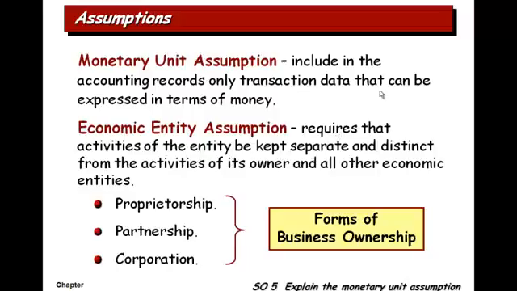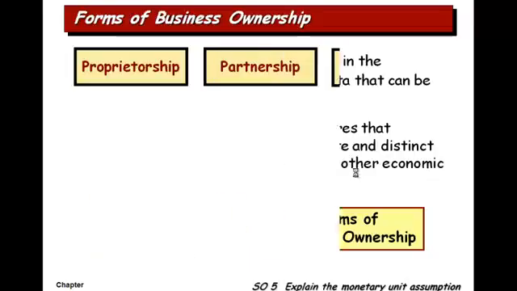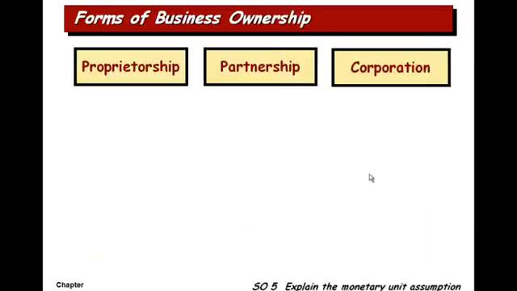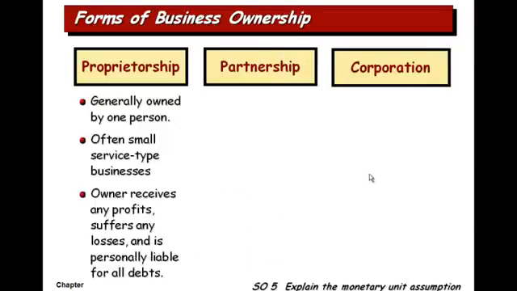Different forms of business ownership are proprietorship, partnership, and corporation. Okay, we'll have a breakdown of each. Proprietorships are generally owned by one person, often small service type businesses. And again, you can have outliers and exceptions. These are just general guidelines. The owner receives any profits, suffers any losses, and is personally liable for all debts. Key term there, personally liable.